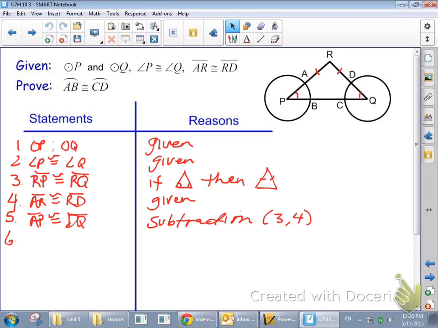Our next step, then, we can go ahead and say that circle P is congruent to circle Q. And that's because once we got AP congruent to DQ, those are actually the radii in those two triangles. So if we have congruent radii, then we have congruent circles. So circles with congruent radii are congruent.